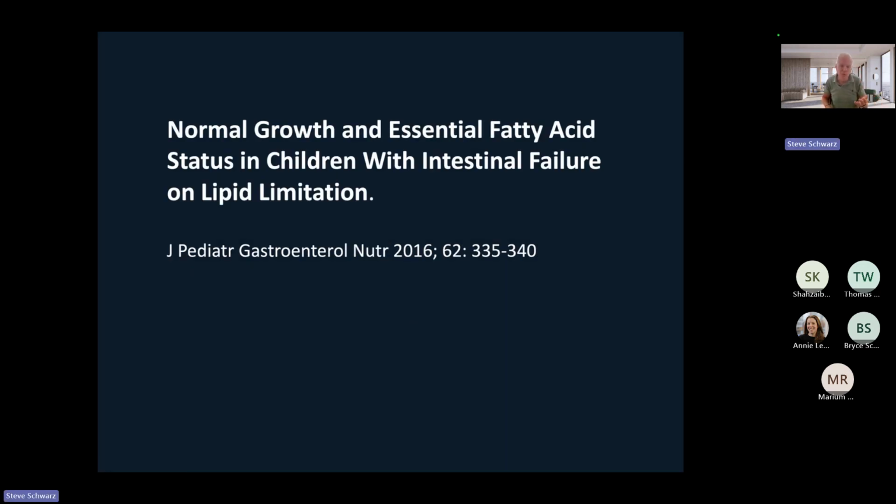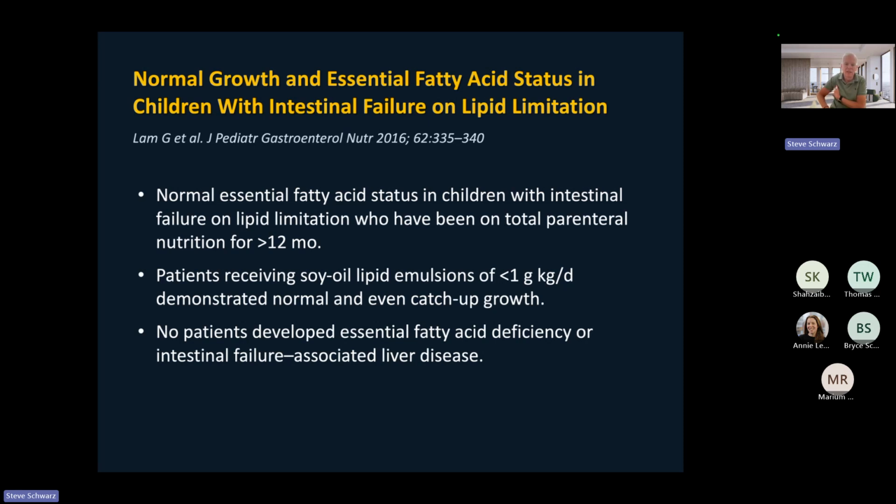So again, I'm going to review this study again because it's a very important one. This is the one out of Montefiore, looking at normal growth and essential fatty acid status in children with intestinal failure on lipid limitation. And these were the conclusions here: normal essential fatty acid status was observed in children with intestinal failure on lipid limitation who were on total parenteral nutrition for more than 12 months. Patients receiving a soy oil lipid emulsion of less than 1 gram per kilogram per day demonstrated normal and even catch-up growth, and no patient developed clinically important essential fatty acid deficiency or intestinal failure-associated liver disease.